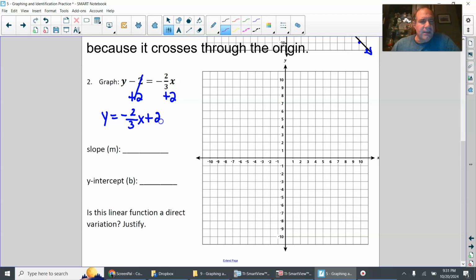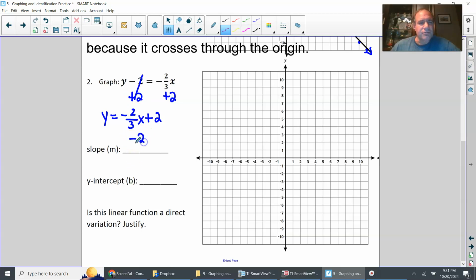It doesn't matter where you put that negative. You could put the negative right next to the numerator or the denominator, but you cannot put a negative in both the numerator and the denominator, because that would be like a negative divided by a negative. It would be a positive slope. So just remember, you have to choose.